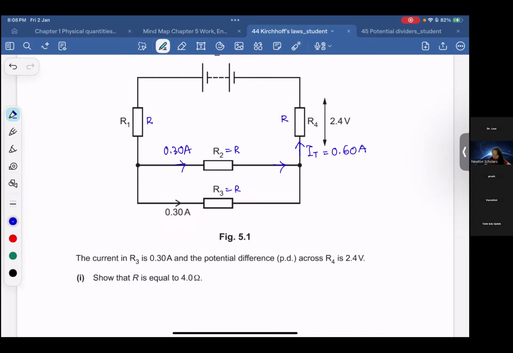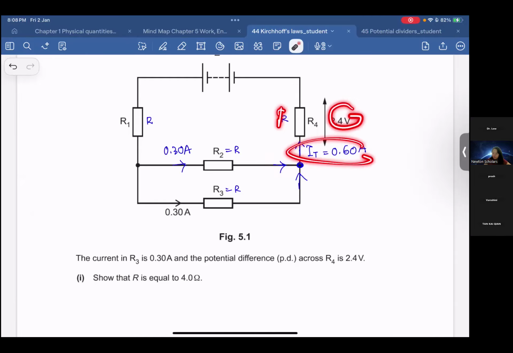They come to the junction here because they are entering the junction. These two are entering, going in, and this one goes out. So Kirchhoff's first law: add it up together, in equals the out. So 0.3 plus 0.3, you get 0.6. Then after you get this current and the voltage, you can find the R.